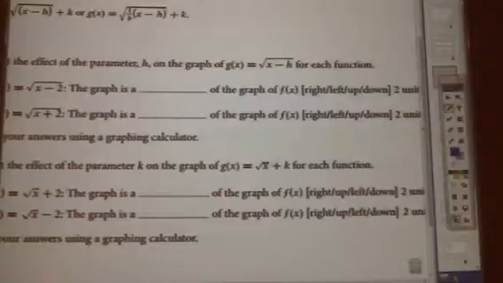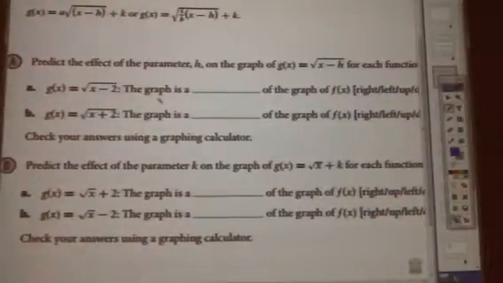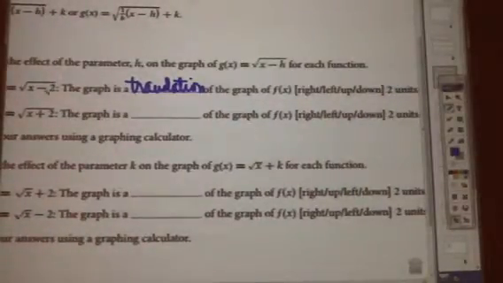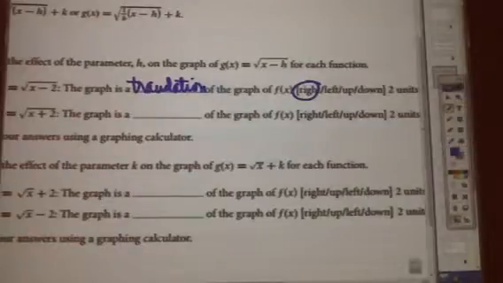So let's look at A. A, predict the effect of the parameter H. So on A, it has x minus 2 underneath the radical. The graph is a translation of the graph, and it moves which way? Remember, everything under the radical is the same thing as if it was in parentheses. If it says minus 2, it's going to go which way? Right. It's always opposite, and it translates right 2 units.